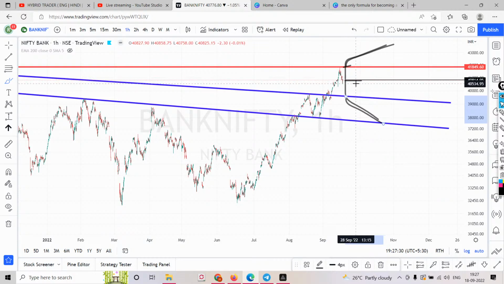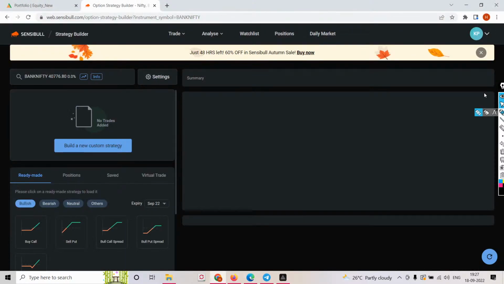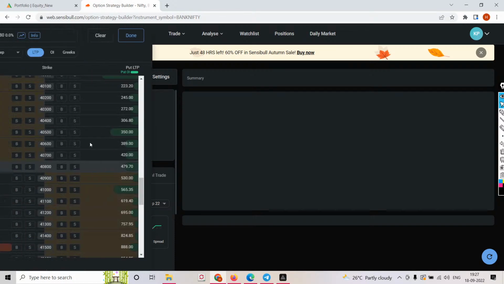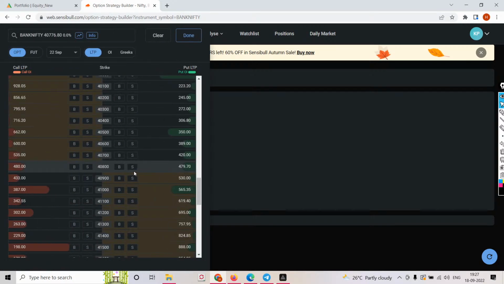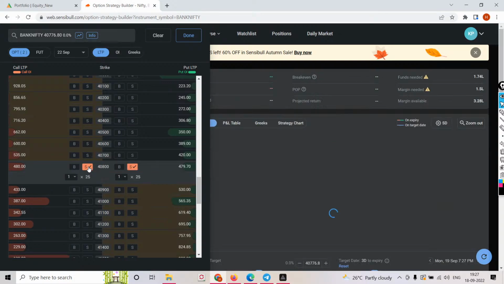I can go for strangle, I can go for straddle, I can go for iron fly, and also I can go for iron condor. What is iron condor? The moment you add the edge here, this will become your iron condor. The moment you add the edge for your strangle, this will become your iron condor. Okay, so now let me show you in Sensible. I'll take you to the Bank Nifty. Alright, so now Bank Nifty 22nd September. Simple, I'll just go for one straddle.